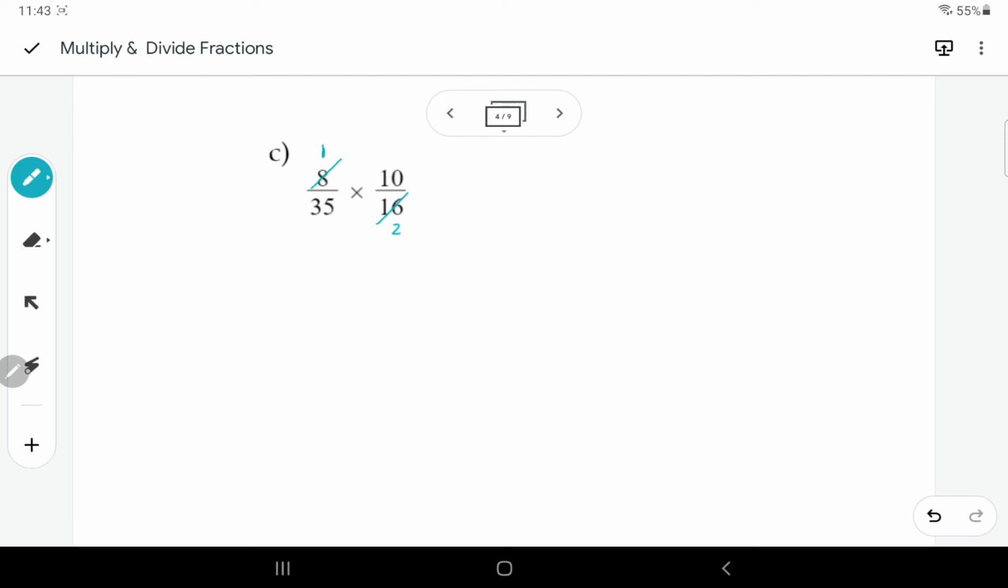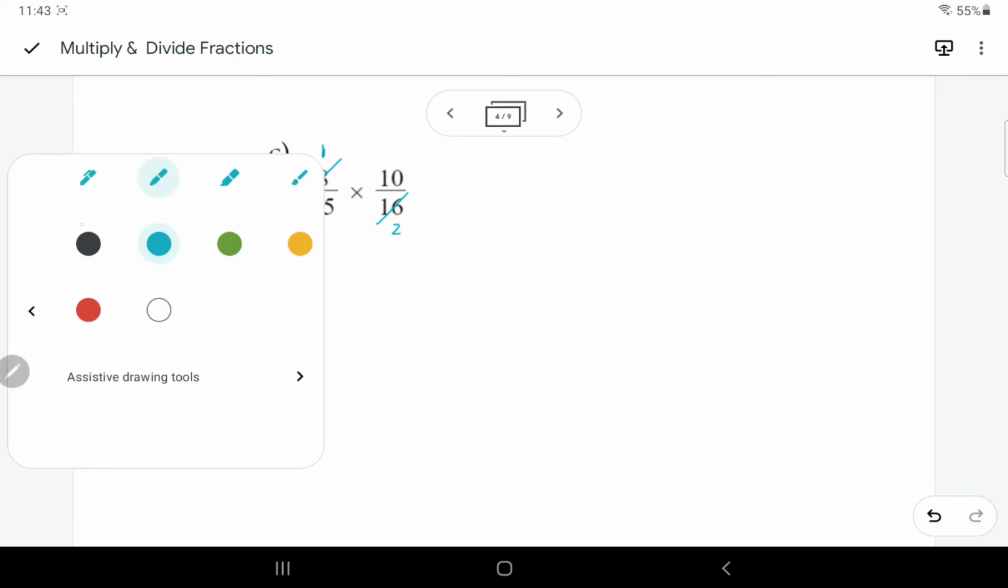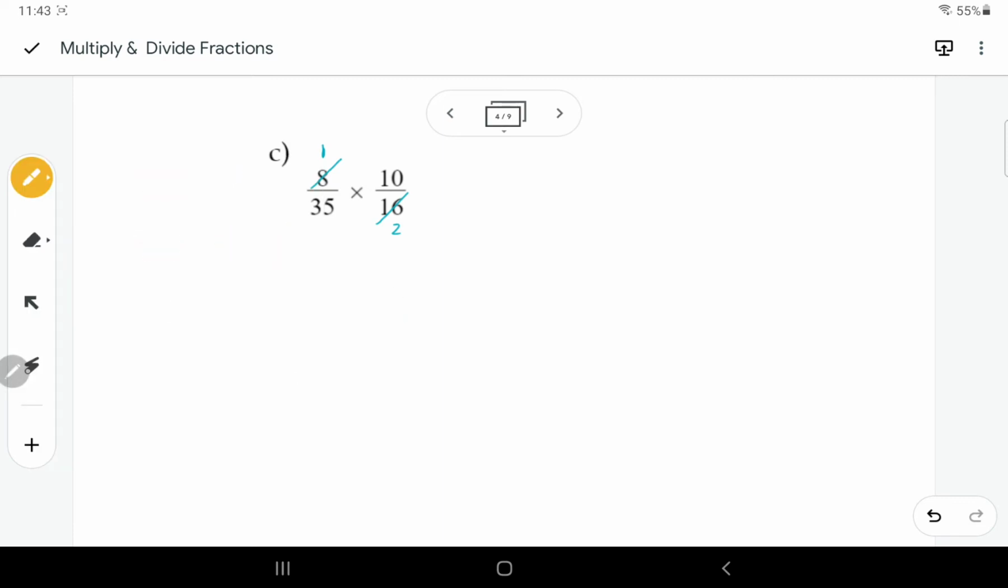If you don't find the biggest number that divides evenly, that's okay. It's still going to get it to be a little bit smaller. Like for instance, if you had divided those both by 4, you would just have a little bit of reducing to do at the end.